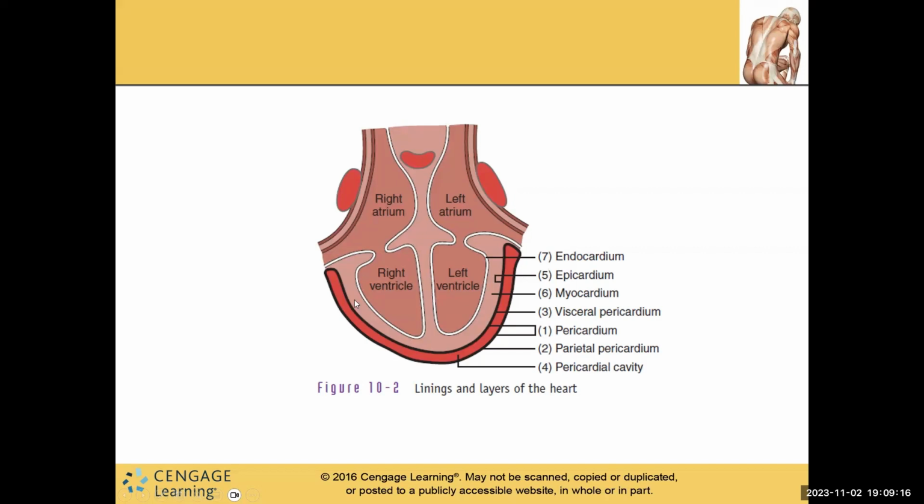outer protecting cover over the heart, and it's got 2 layers, the parietal pericardium on the outside, and then the epicardium, which is really part of the heart on the inside, and then the pericardial cavity, which is lubricated, so that as it rubs constantly, it doesn't rub, it's lubricated, so it slides easily.